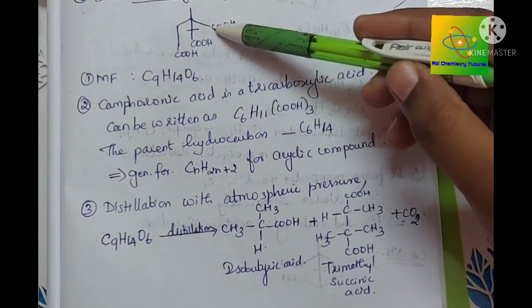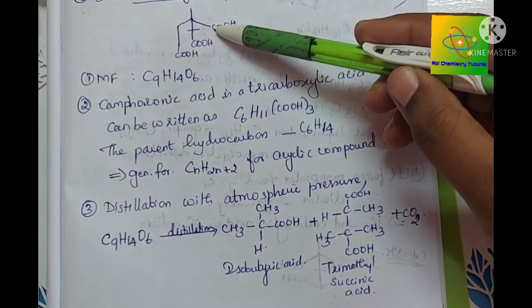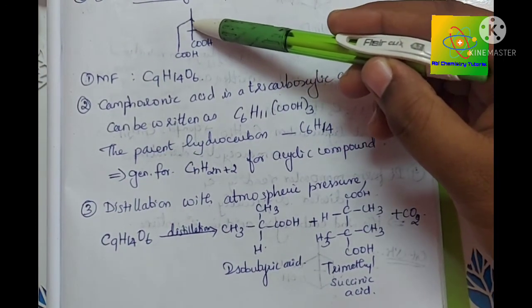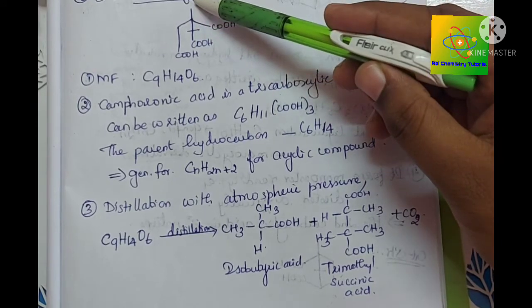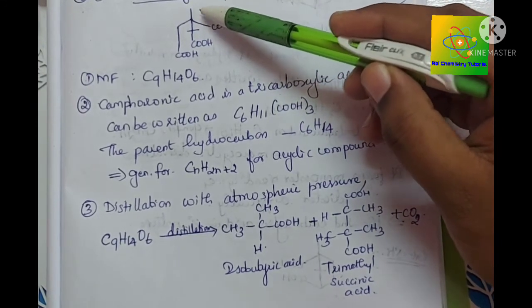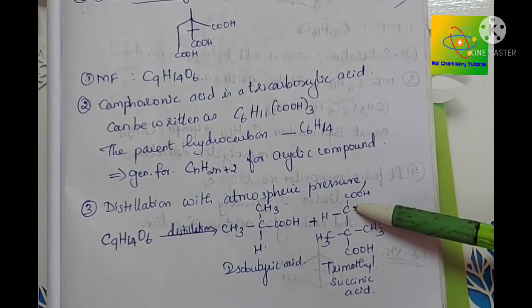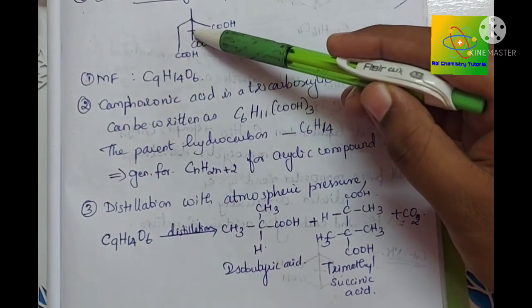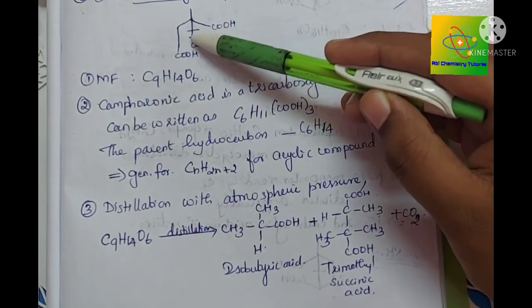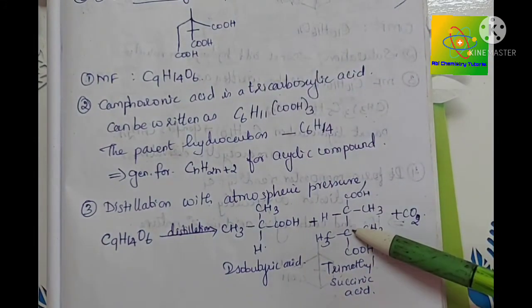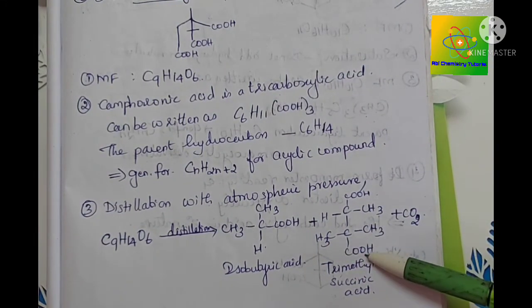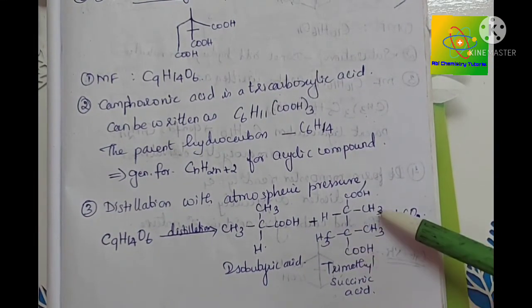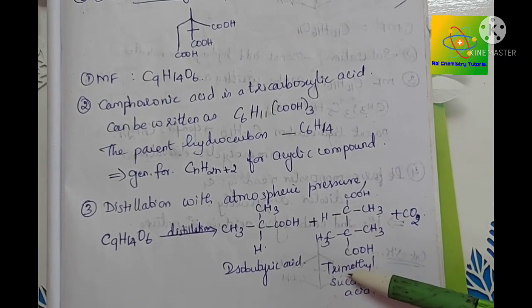So as you can see, trimethyl succinic acid, you can see here CH3, 1H here and COOH. So that is first. And next you can see CH3, COOH. So this is CH3, COOH. So this is trimethyl, since it has 3 methyl groups, trimethyl succinic acid.